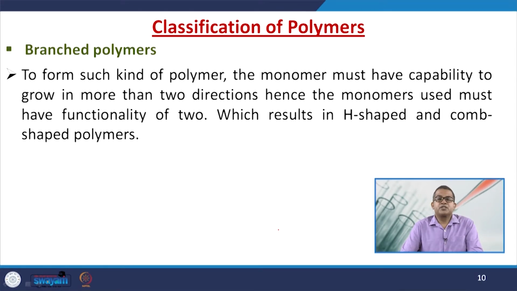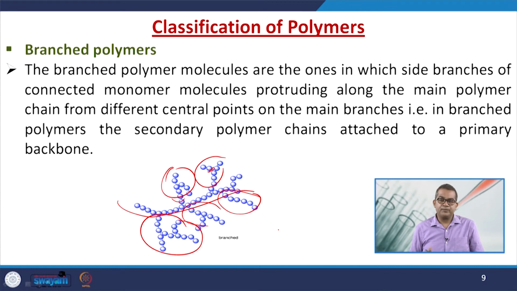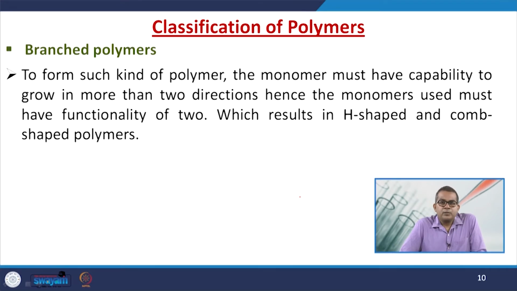Now, to form such a polymer, the monomer must have a capability to grow in more than two directions, like see here 1, 2. It must have an ability to grow in more than two directions. Hence, the monomer used must have a functionality of more than two, which we discussed in the very first slide of this branched polymer. So, sometimes it results in H shape or comb shape polymers.